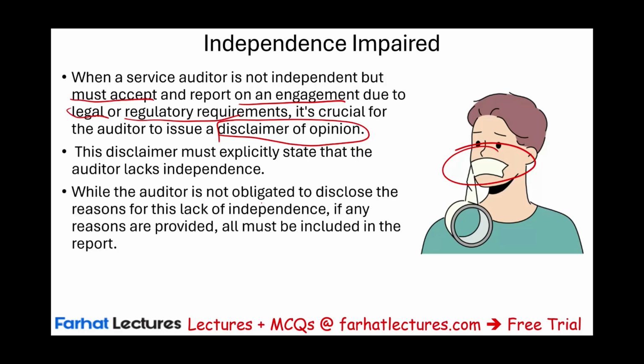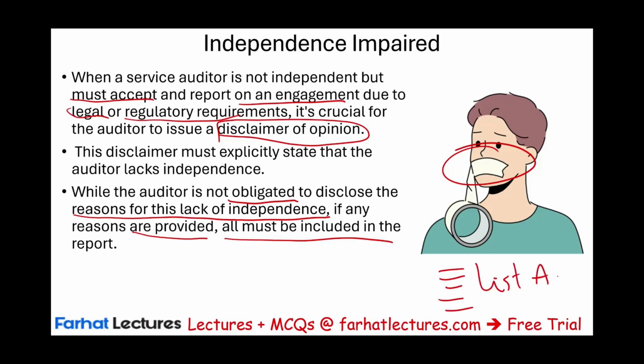While the auditor is not obligated to disclose the reasons for this lack of independence, if any reasons are provided, all must be included in the report. So if we decide to list the reasons why we are not independent, we have to list all of them, or truly keep our mouth shut. Regardless, we cannot issue an opinion. And that's basically good enough for what you need to know about independence when it comes to a SOC engagement as far as the Information Systems and Controls exam for the CPA.